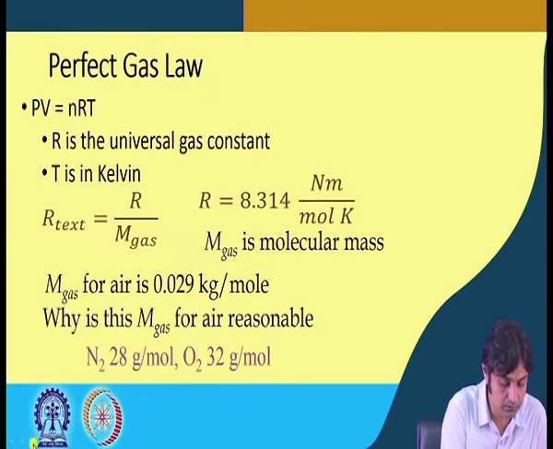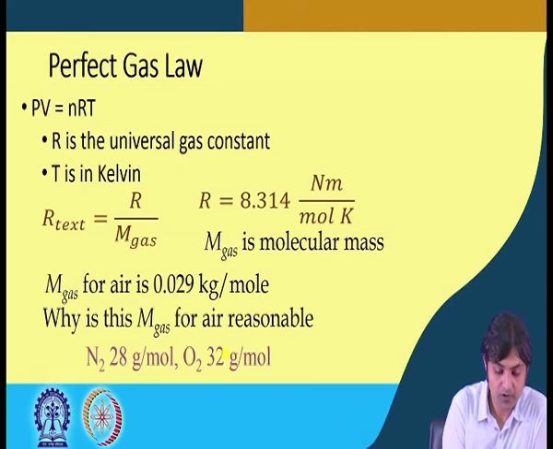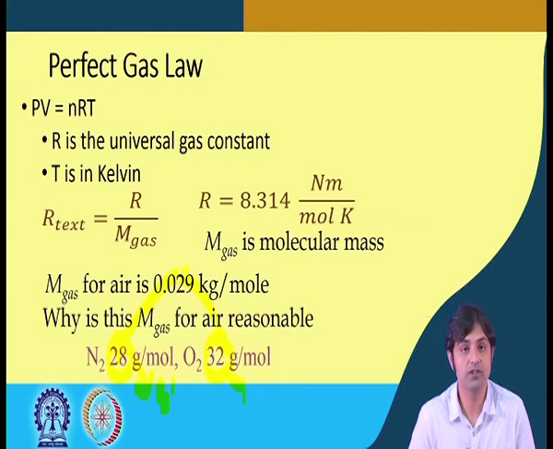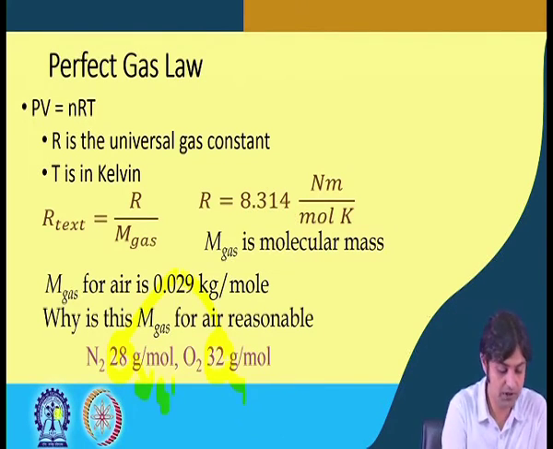So if you see this 32, this 28, and this 80%, this is how this value will come.